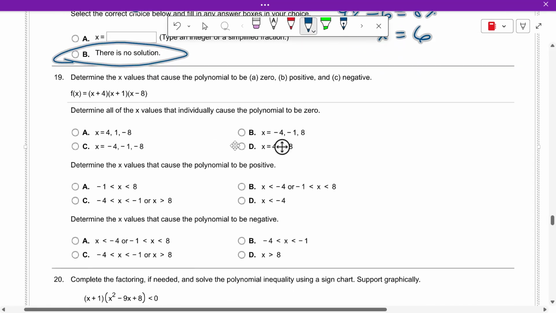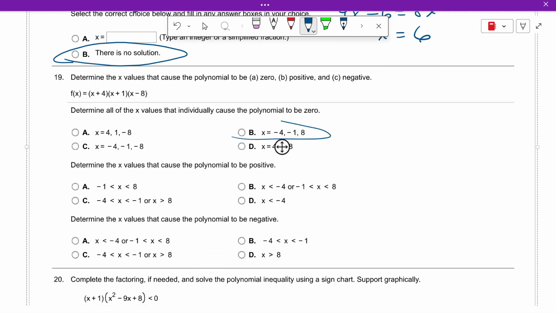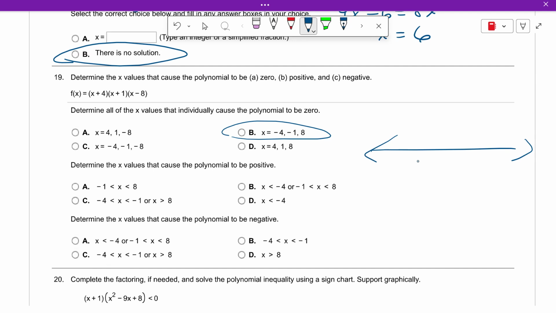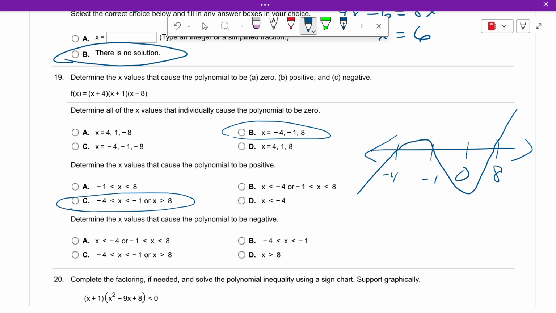Then this was today's. Negative 4, negative 1, and 8. It crosses at negative 4, negative 1, and 8. It says where is it positive? In between negative 4 and negative 1 and past 8. Where is it negative? Less than negative 4 and in between negative 1 and 8.